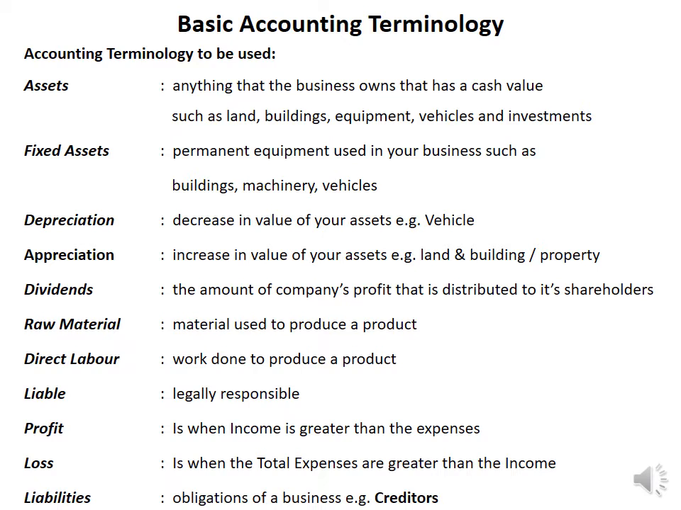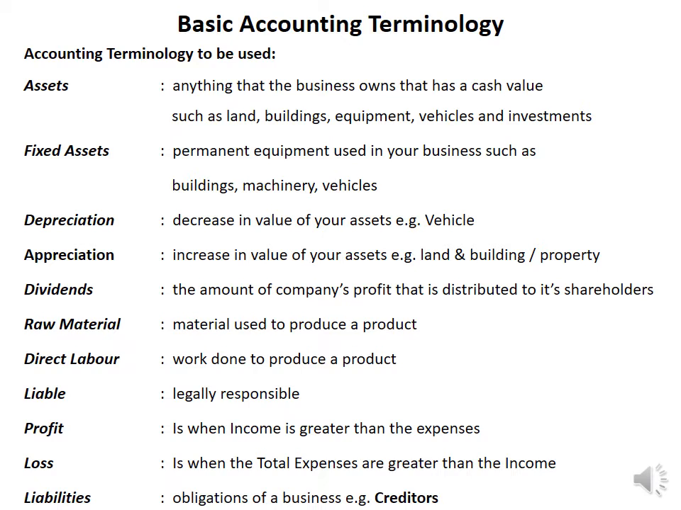The first one is assets. Assets are anything that the business owns that has cash value, such as your land, your building, your equipment, as well as your vehicles. Fixed assets are the permanent equipment that is used in your business to produce, such as buildings, machinery, and vehicles. Then there is depreciation. Depreciation is the decrease in value of your assets.